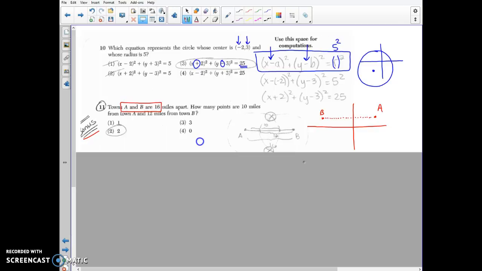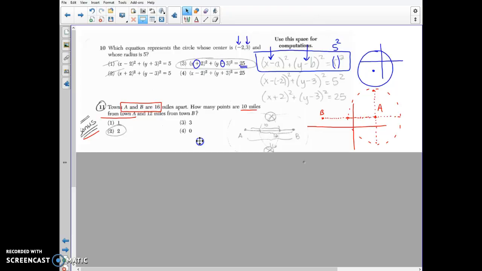It doesn't matter if they're vertical from each other or horizontal, just as long as they are 16 units apart. And then if you want to be 10 miles from town A, what you would do is count 10 boxes towards B, 10 boxes up, 10 boxes to the right, and 10 boxes down, and that will put you in a circular, what we call locus, circular pattern.